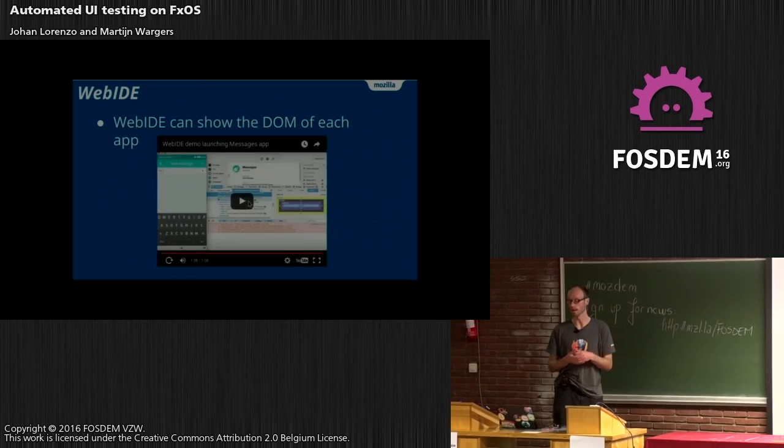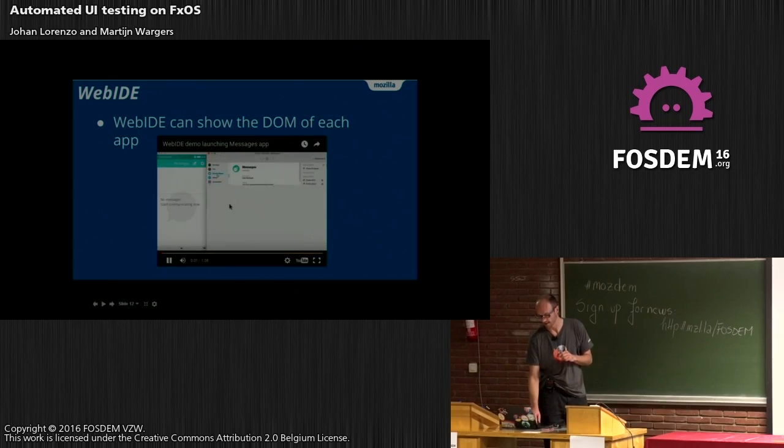So if the element has an ID, then of course you try to use the ID to find the element in your test case, in the automated test you use. But if the element doesn't have an ID, then you can use the unique selector tool in Web IDE to find a unique selector for this particular element you are trying to access.